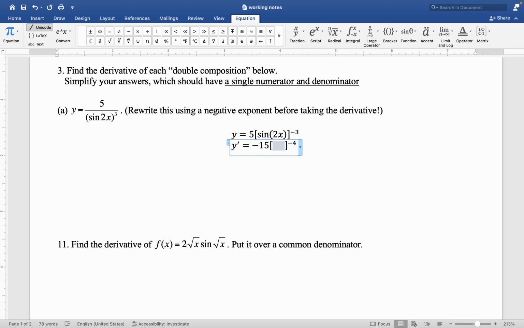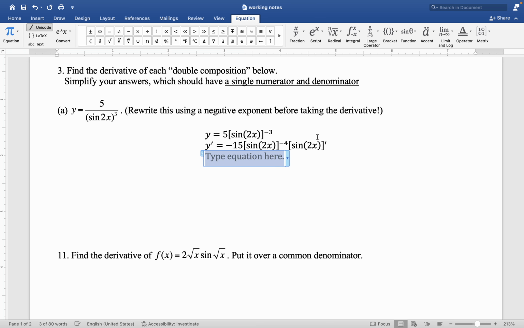Then I write just the original inside function right here in the blank, so that's the sine of 2x. And then I need to multiply by the derivative of the inside function. But the inside function itself is a composition, so its derivative is a little complicated to think about. So instead of thinking about the derivative right now, I'll just postpone it. I'm just going to write sine of 2x and then put a prime on it to indicate that I still need to compute the derivative of that thing in the next line. Or you can do it all at once, whatever.